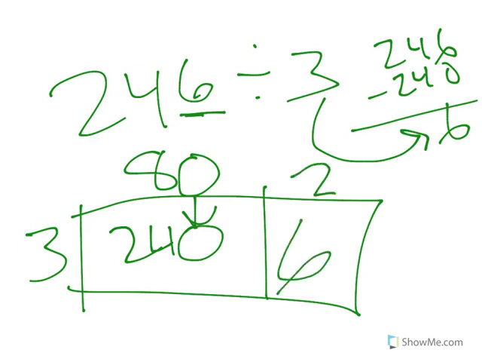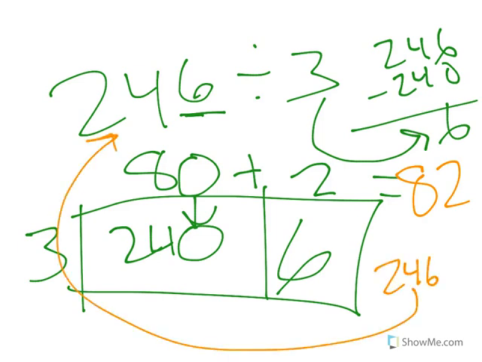So all I have to do is add these two up, which is 80 plus 2 is 82. To double check that it's right, 240 plus 6 is 246. It matches my dividend here, so my answer must be correct.